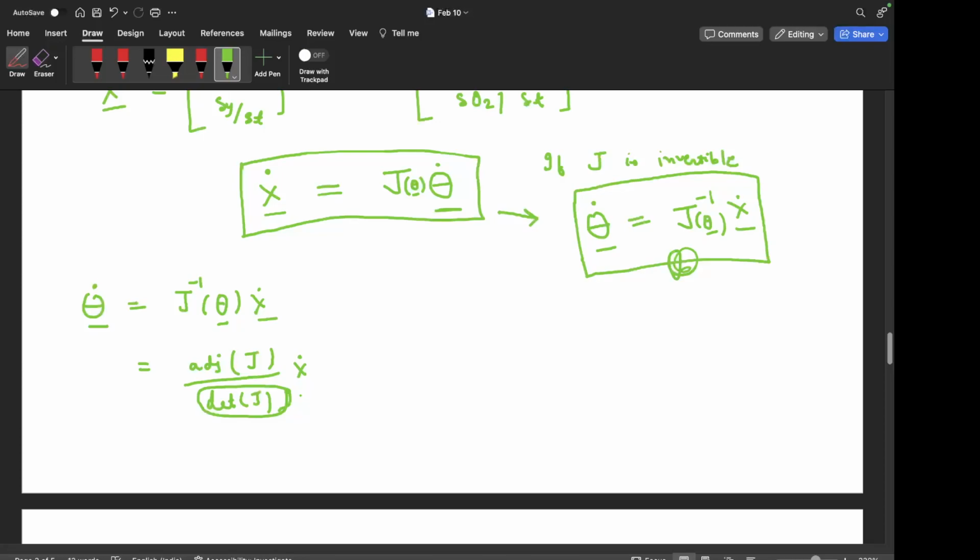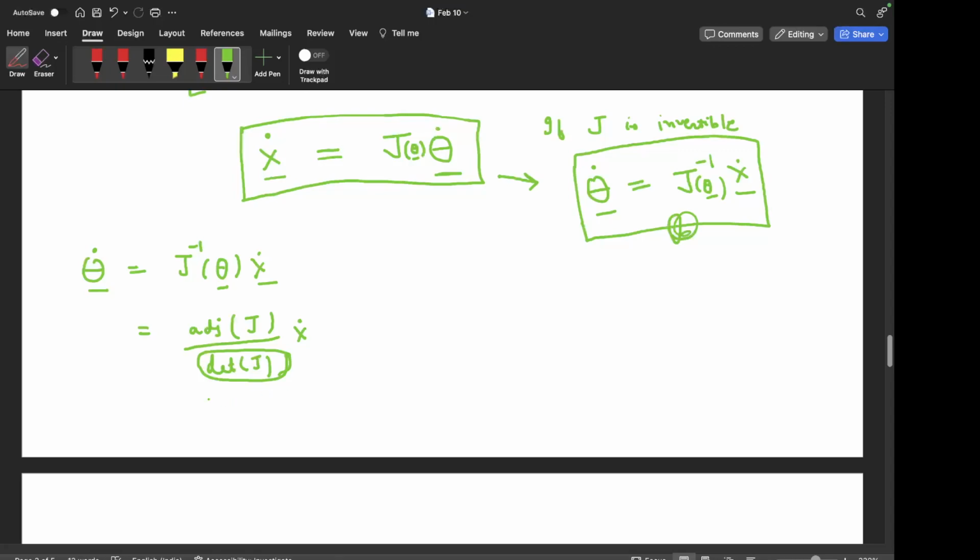So whenever some quantity appears in the denominator, we definitely ask another question, right? What if this quantity becomes 0? Because division by 0 always creates some problems, and always gives rise to some interesting insights. So what happens when det J is 0? Then what happens, right?